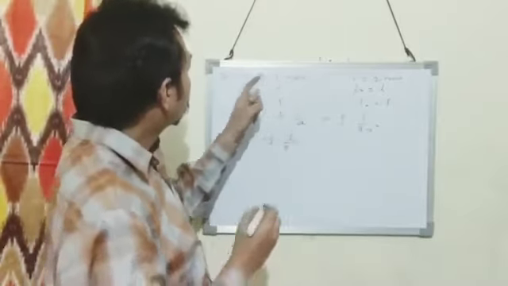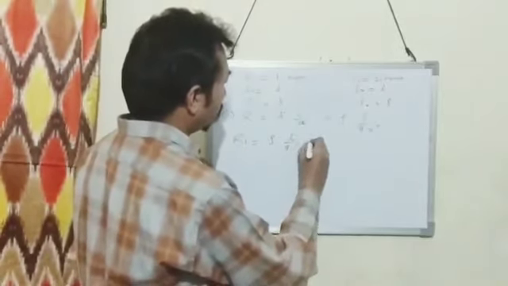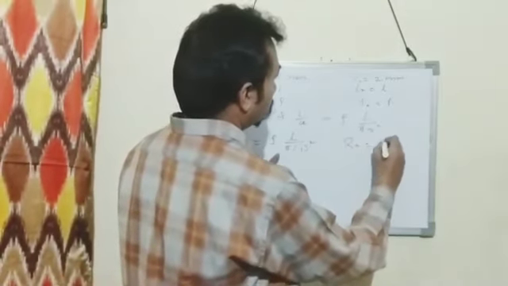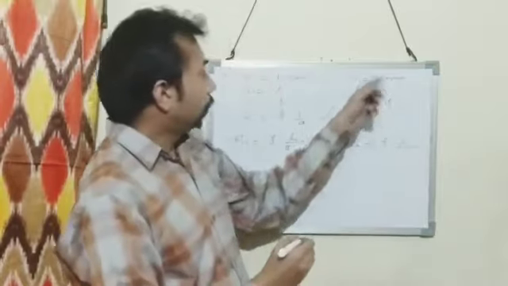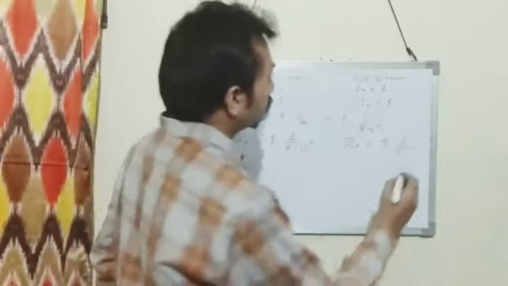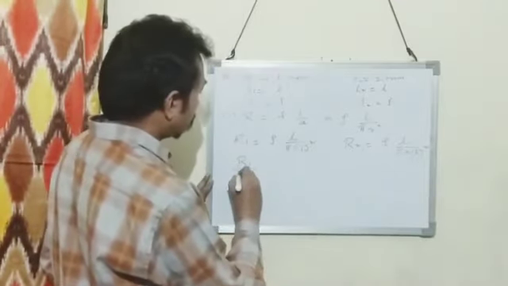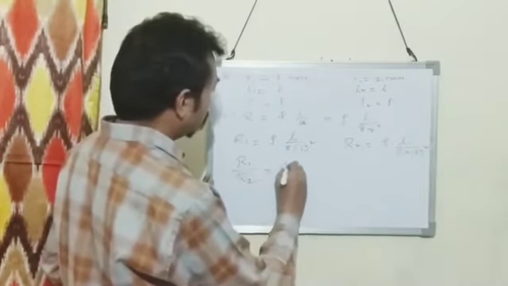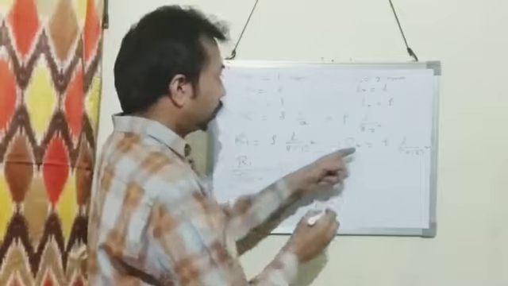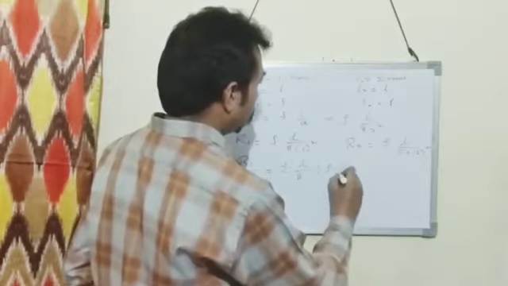So r1 is 1 millimeter, 1 square. Then the next case, R2, is specific resistance into the same length upon pi into r square, and r in this case is 2 square. Then we find R1 upon R2. That is equal to rho into L by pi, 1 squared is 1, divided by rho into L by pi into 4.